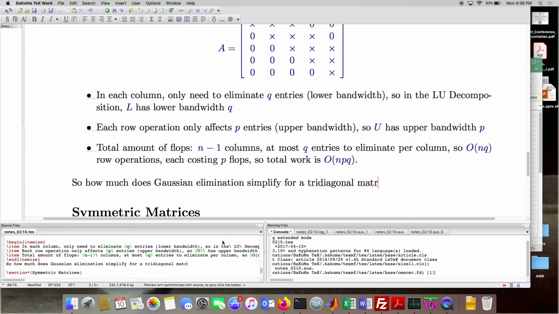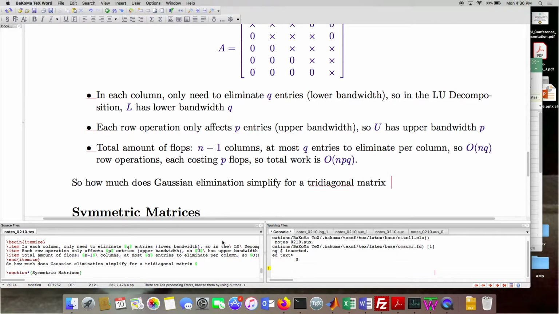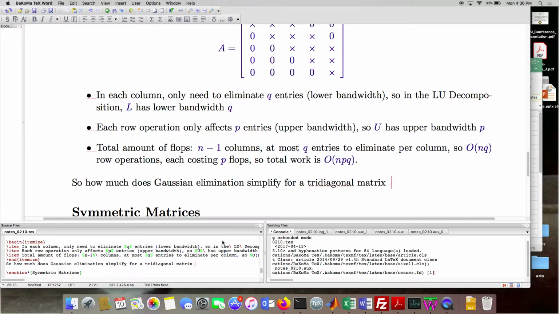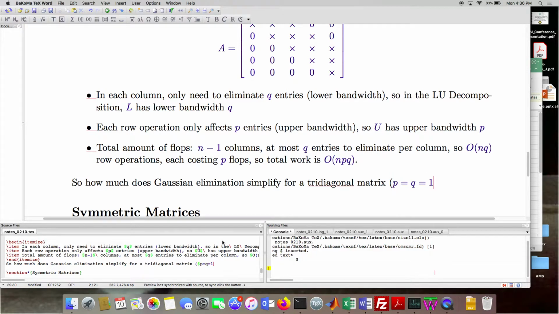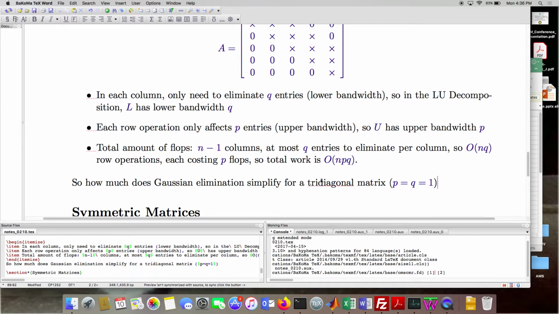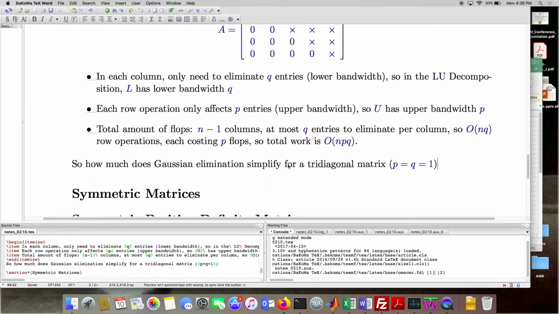So for a tridiagonal matrix, P and Q are both equal to 1. Because if you know a matrix coming in is banded, you don't want to use a full Gauss elimination algorithm. That'd be wasteful. But what you can do is take into account the bandwidth to avoid working with entries that you already know are going to be 0.